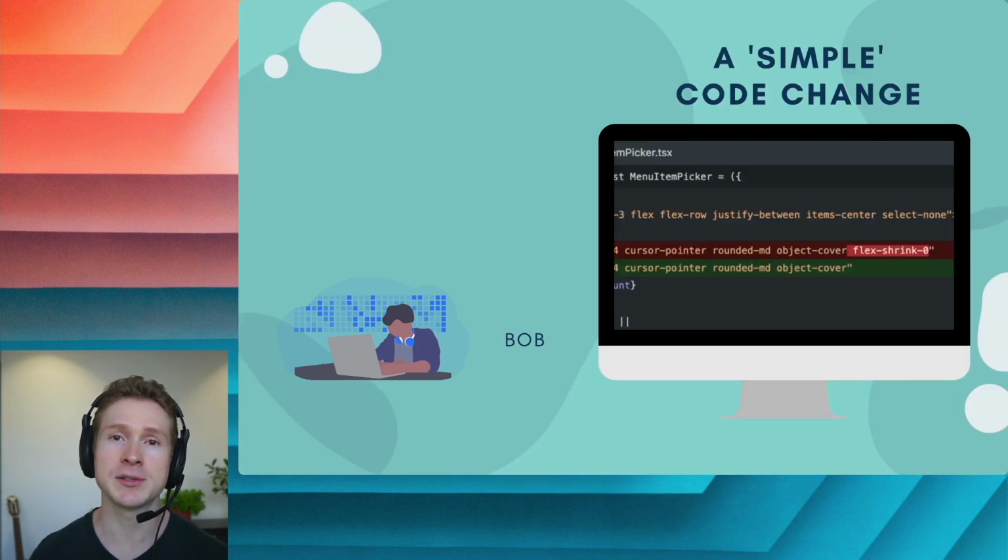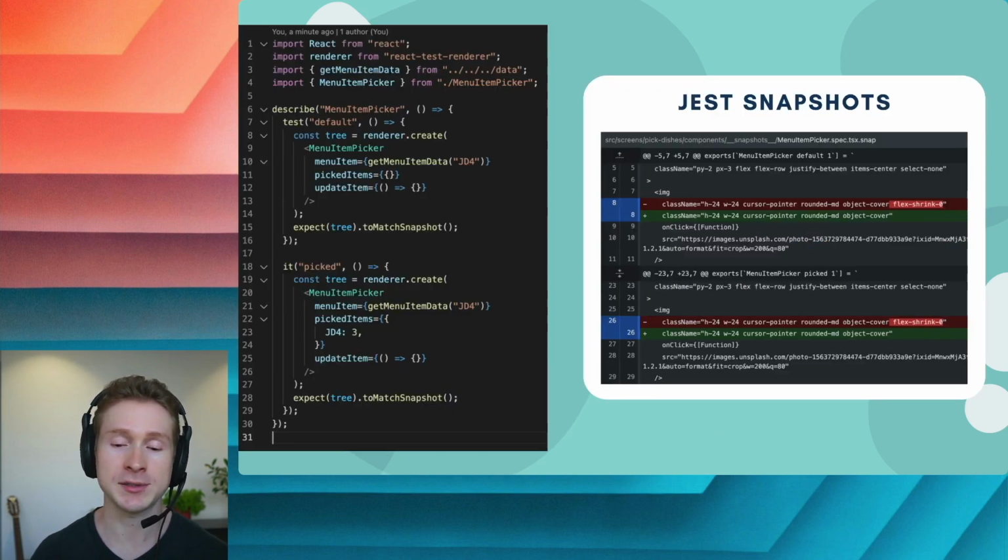Bob likes to make sure that the code is as clean as it can be. And he sees that there's a class name here that doesn't seem to be needed in the menu picker. So he removes it. Of course, he reruns the jest snapshots. So you can see on the right here clearly what changed in the HTML. And then he sends that to Alice.